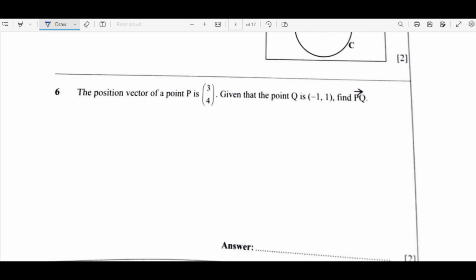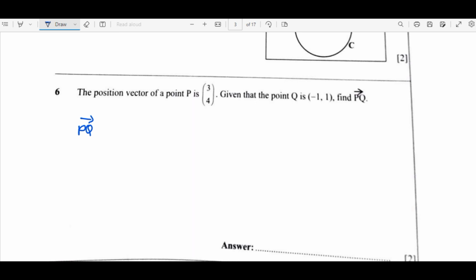So we have the position vector of point P, which is (3, 4), given that the point Q is (-1, 1). We are finding a vector. So vector PQ, that is what we want to find. Initially, to find this vector, what are we going to do?